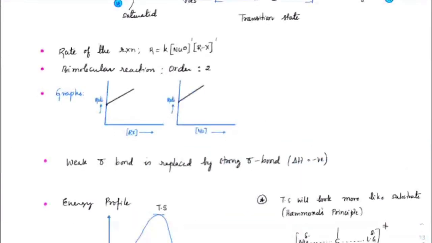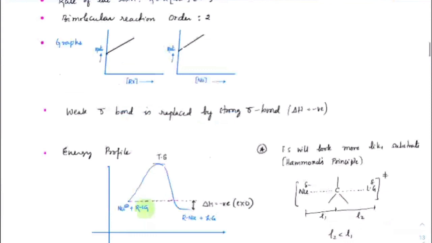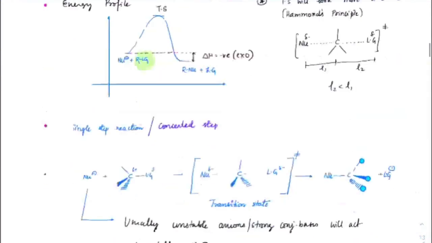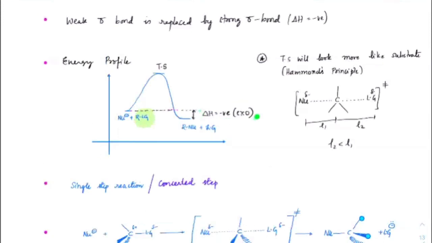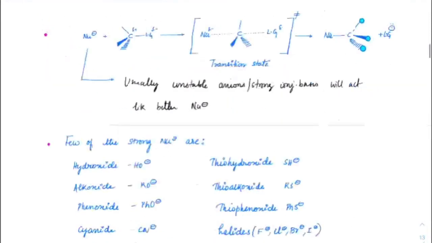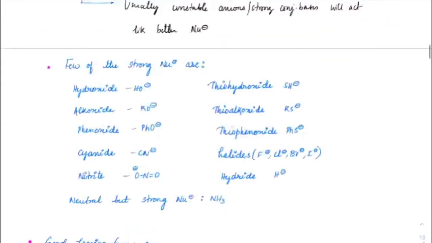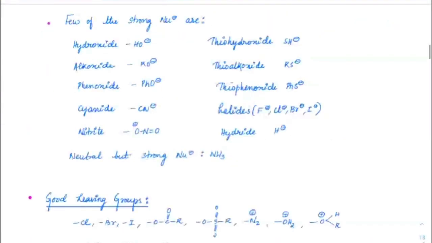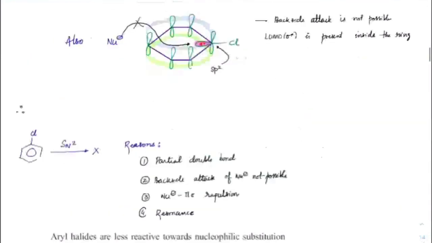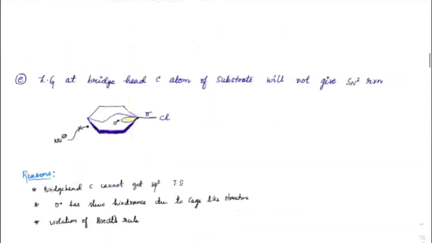Now, let me just revise once again. First, we check the rate. It is second order, a bimolecular reaction. It depends on the concentration of the reactant as well as the nucleophile, right? It is a single step reaction, and every substitution reaction which is happening is an exothermic reaction. Got it? Then it will be enhanced by good leaving groups and strong nucleophiles, right? And then we learned about which groups it doesn't give.